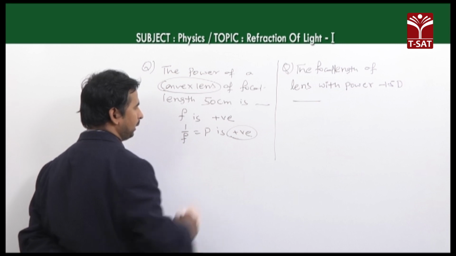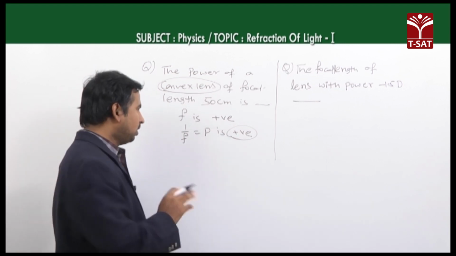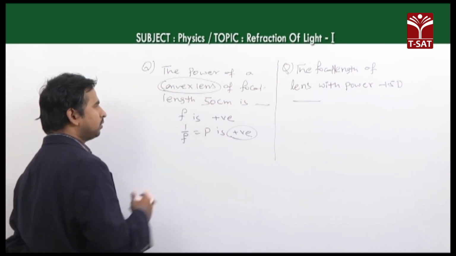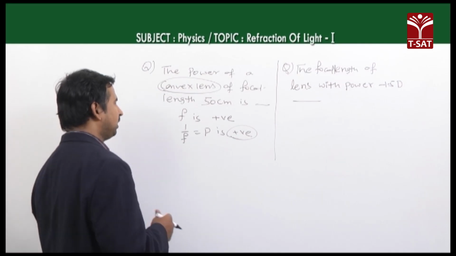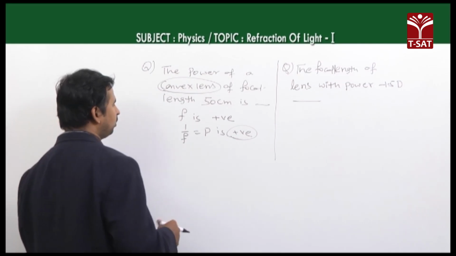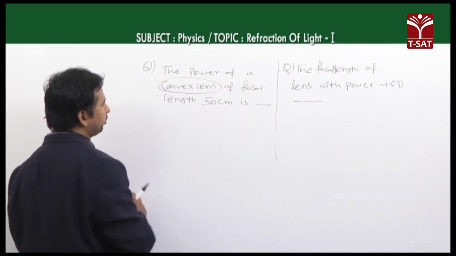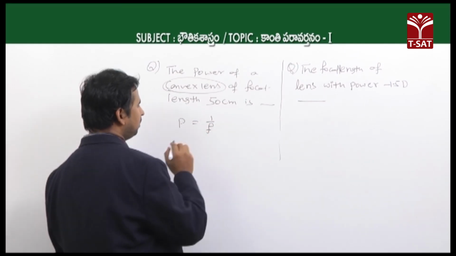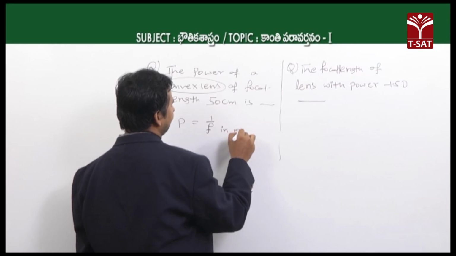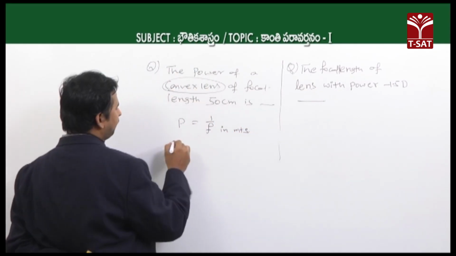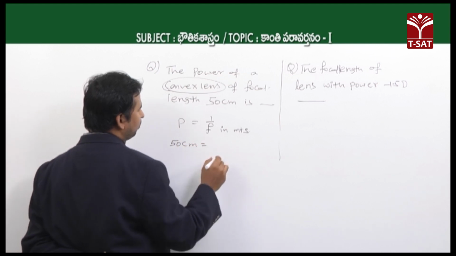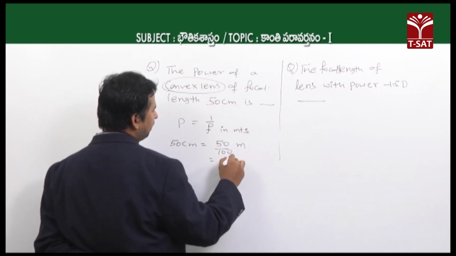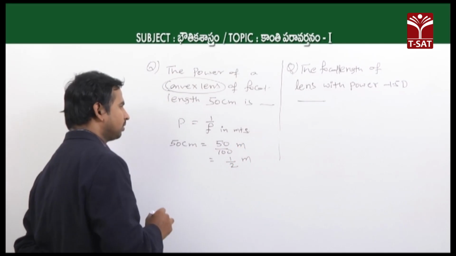First we have to see the sign convention here. As the focal length is positive, the power is also positive. The focal length is given as 50 centimeters, and we need to find its power. We know that power P is equal to 1 by f, where f means the focal length. This focal length we have to take in meters. So 50 centimeters is equal to 50 by 100 meters, which is nothing but 1 by 2 meter, that is, half a meter.